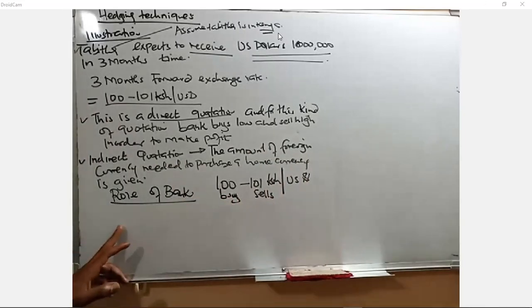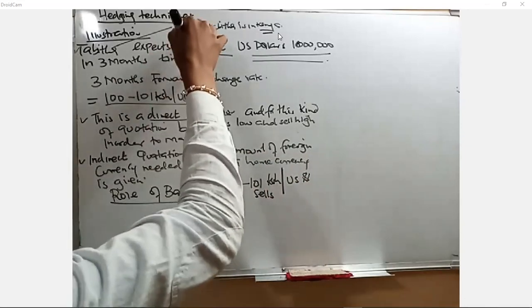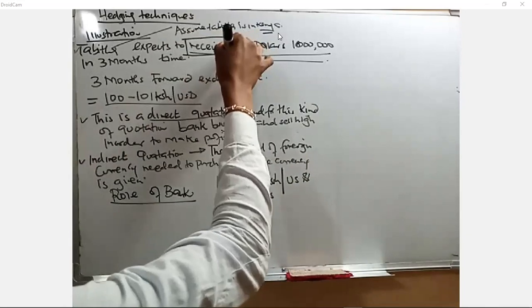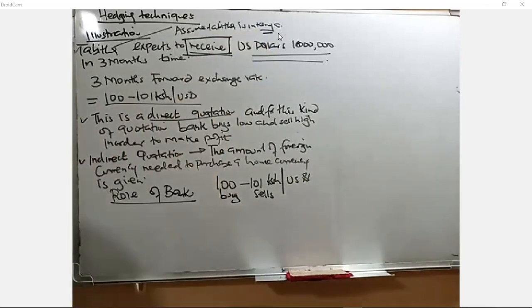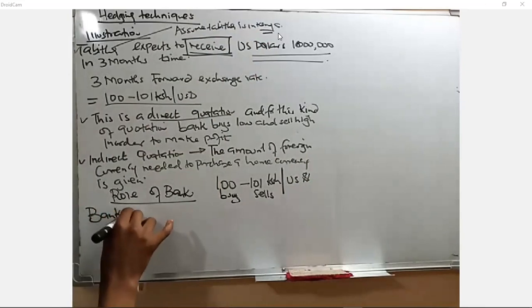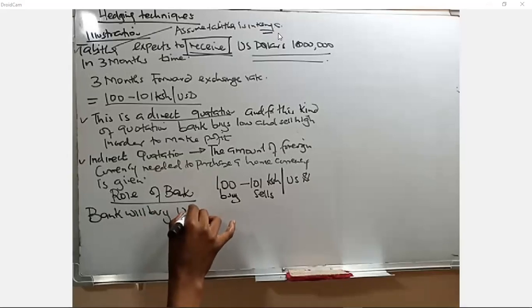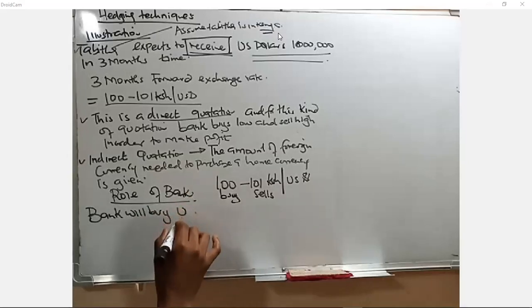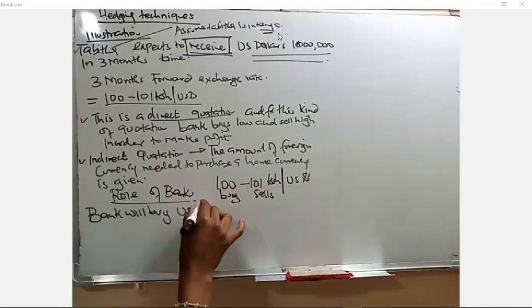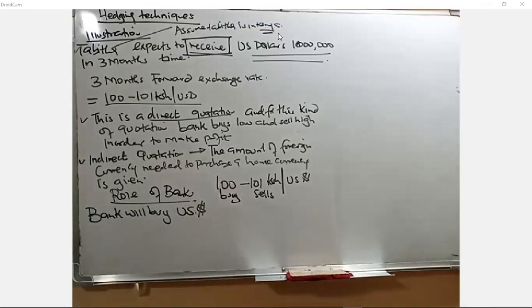So when you go to the definition of the bank, you have to analyze what am I doing? I'm receiving, and I will be able to say the bank will buy US dollars. Bank will be able to buy our US dollars. So that is very key.